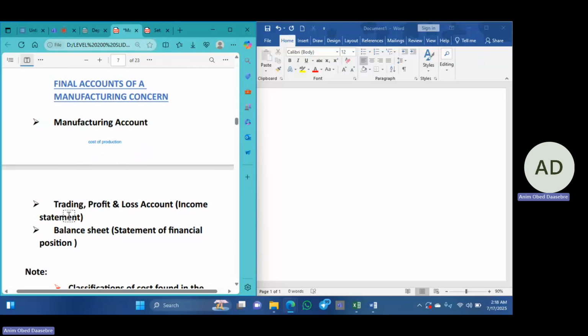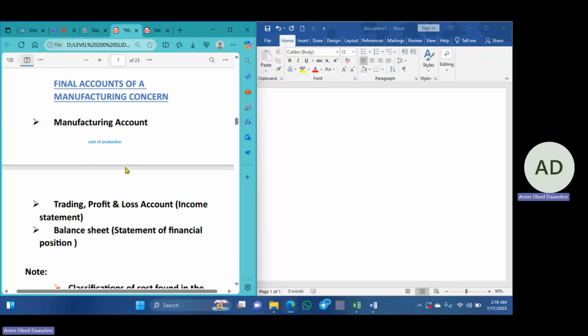And when it comes to the trading profit and loss account, or the income statement, this is where, after we have prepared the product, you will transfer the product to this department. So in the manufacturing account, we have two departments that you are going to consider: the production department and the sales department.